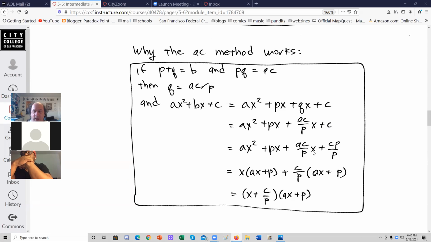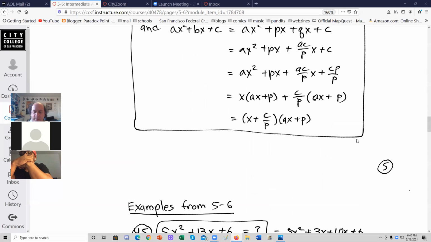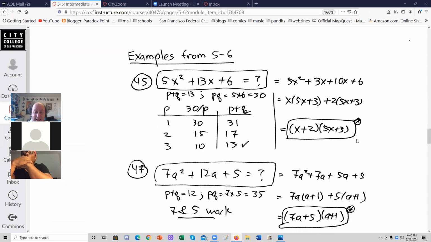AC over PX plus CP over P, pull out a common factor of C over P, and we're left with AX plus P. And lo and behold, these are a common factor, pull it out, AX plus P times X plus C over P. So for example, and this is the sort of thing that makes more sense to actually do the routine until it gets easy to work with.